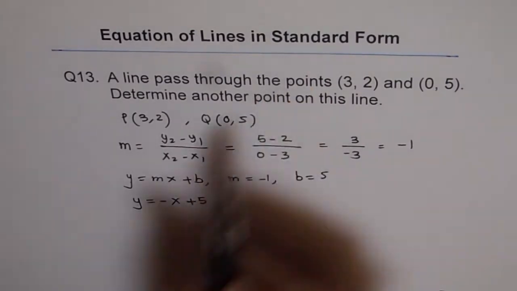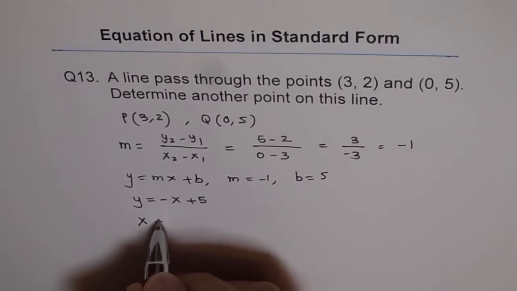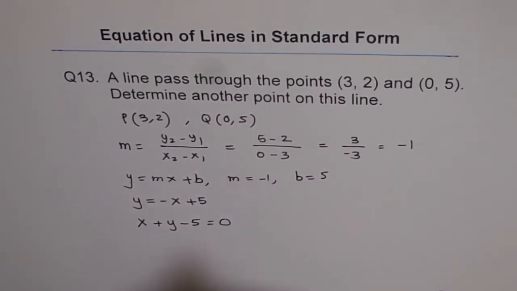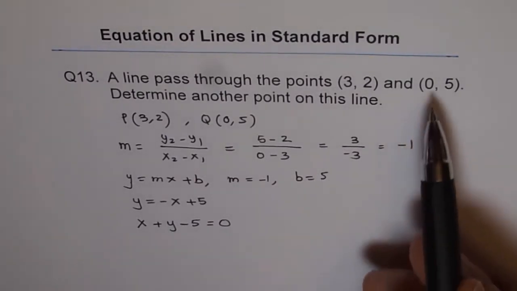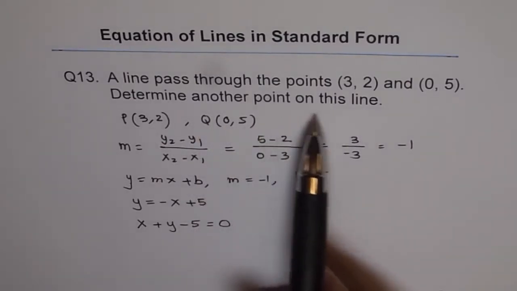To write it in standard form, we bring all the terms together and write x plus y minus 5 equals 0. So that gives us the equation in standard form, correct? Since the y-intercept was given, I used slope-intercept form to get the equation, right? Now, we need to determine another point on this line.